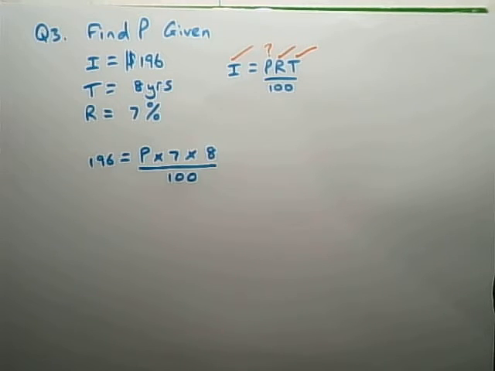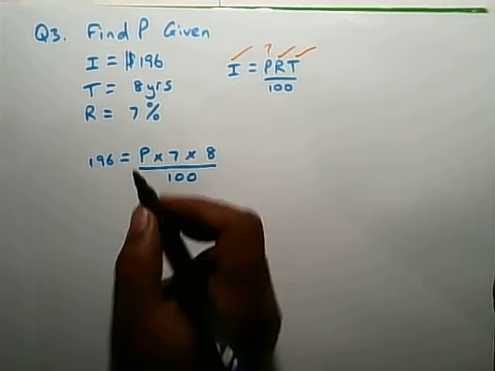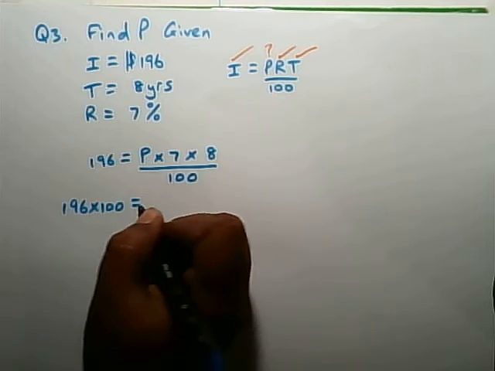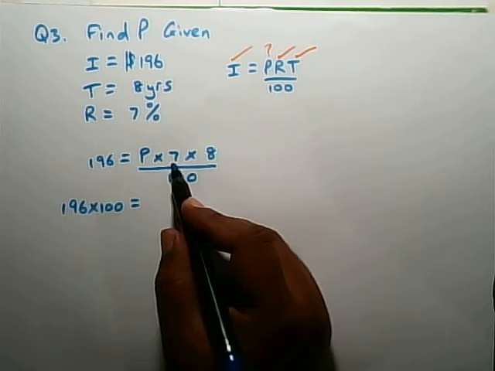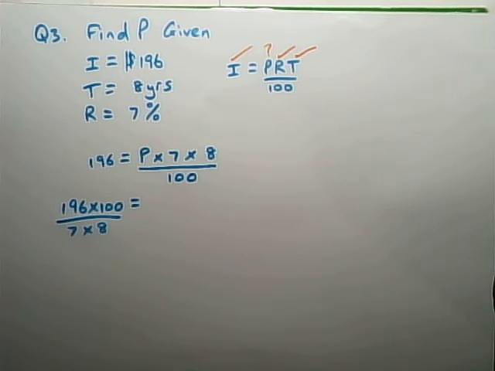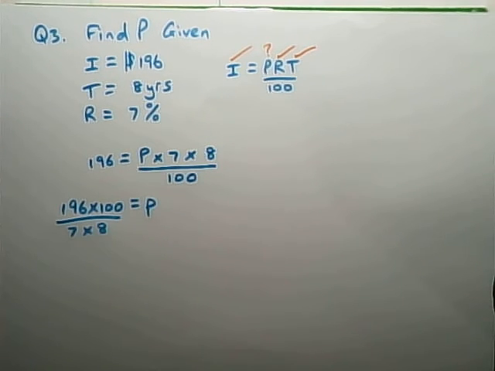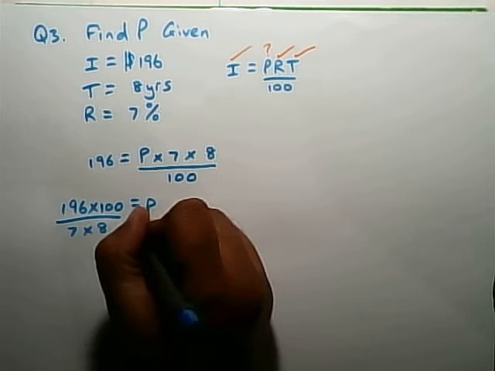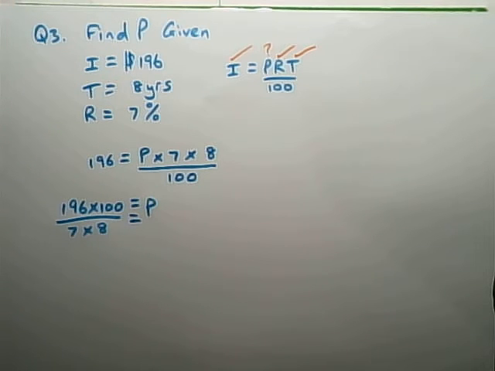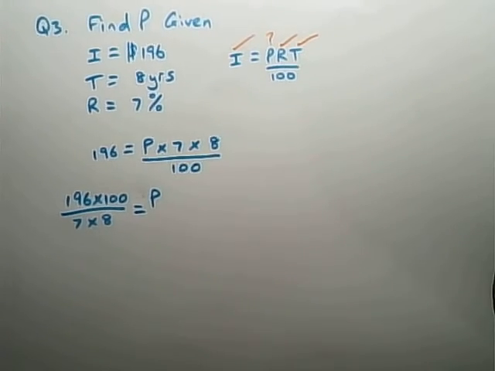Now, having done the last one with all those arrows, I'm going to do it without the arrows now. 100 goes on top, so it becomes 196 times 100 on top. 7 times 8 goes below, and your principal is here. I've probably placed that equal sign a little bit clumsily for you, so let me just fix that. Alright, better.